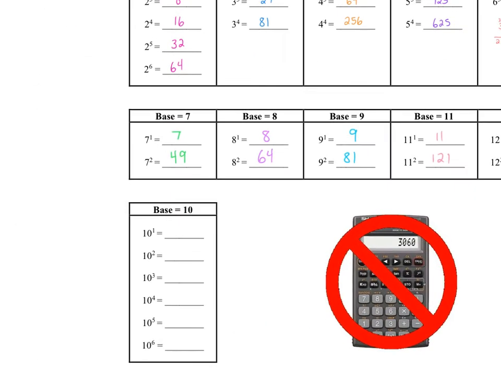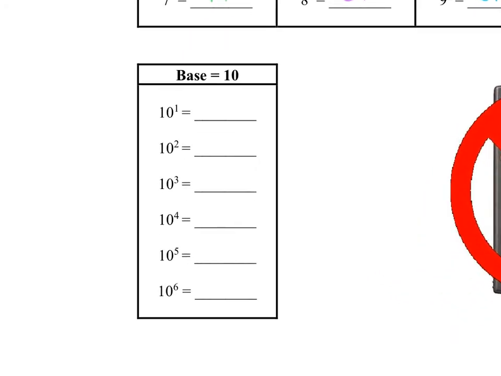And then lastly, a base of 10, you should really be able to do any exponent, because the exponent is just going to end up being how many zeros there are in the answer. So 10 to the 1 is 10. Exponent is 1, 1 zero. 10 squared is 100. The exponent is 2, 2 zeros.